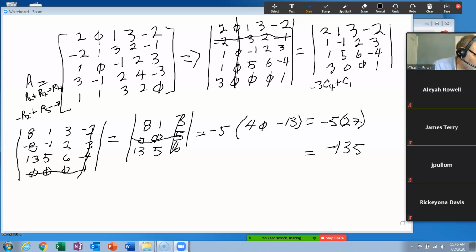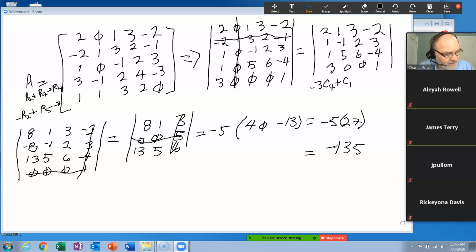Not quite. Somewhere they had swapped some rows, didn't they? Oh, no. What they did was what James said. They added the second row to the top row and got that to become a 0. Okay, so yeah, it works out the same, folks. As long as all your steps are correct, you should get the correct answer.